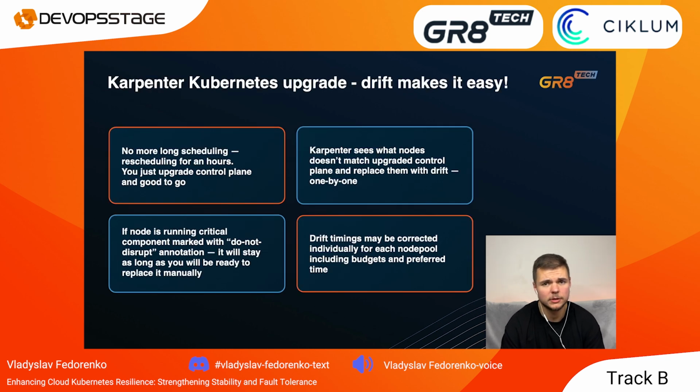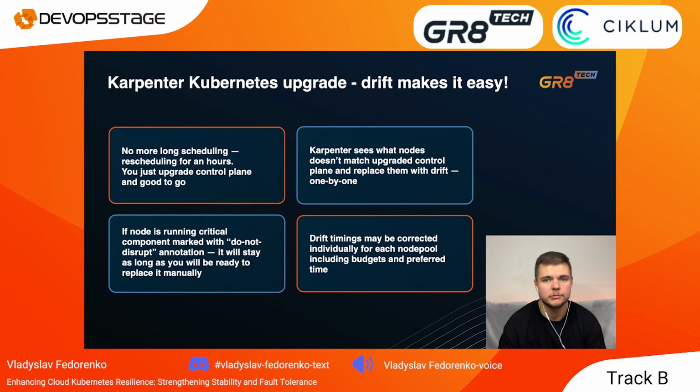But with Karpenter we don't need such things anymore, because Karpenter has its own amazing mechanism called drift. You just simply upgrade the Kubernetes control plane, then Karpenter sees that the control plane version is different from your node version and drains your nodes one by one, delivering new ones.